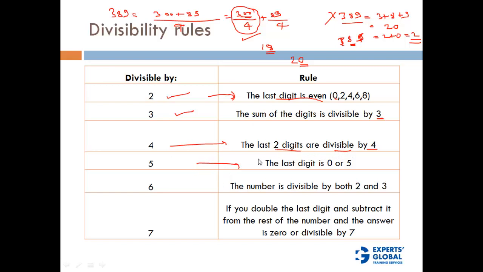Divisibility by 5, pretty straightforward. The last digit has to be either 0 or 5. Divisibility by 6: the number has to be divisible both by 2 and 3.